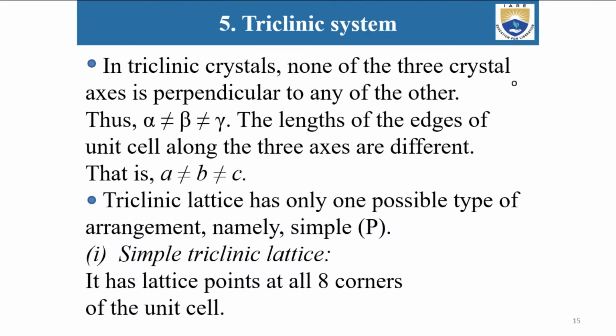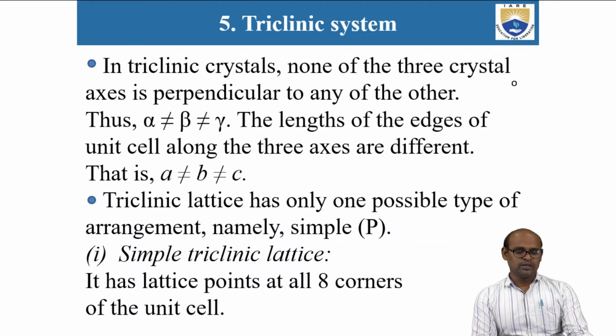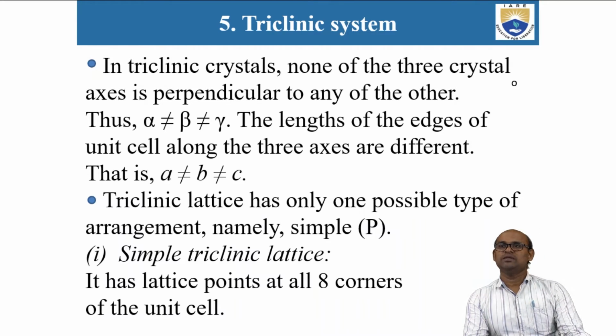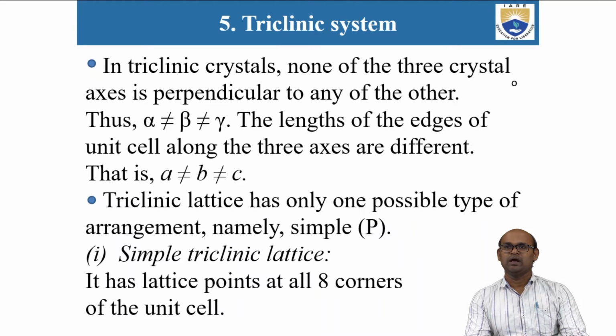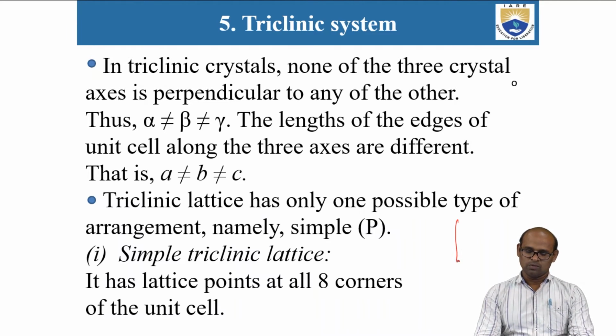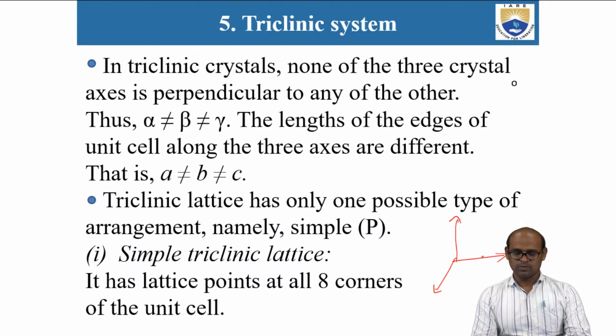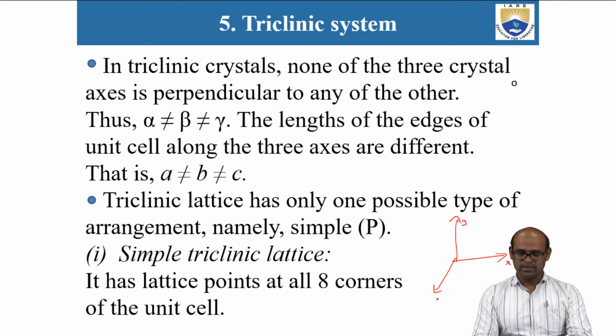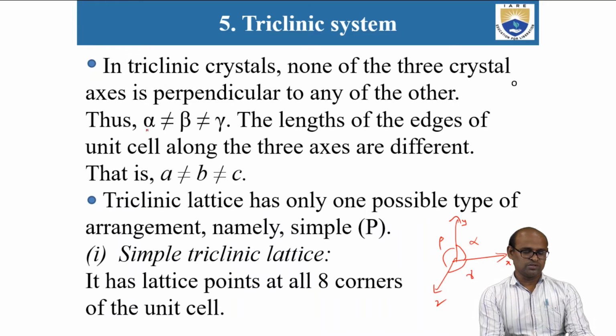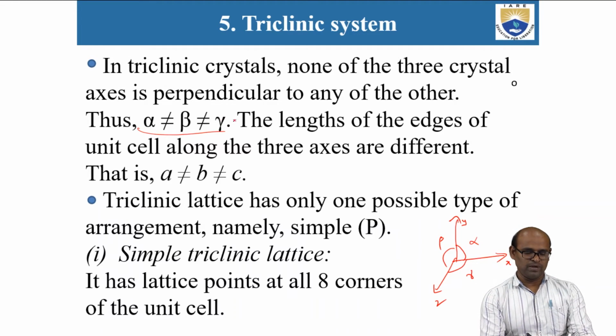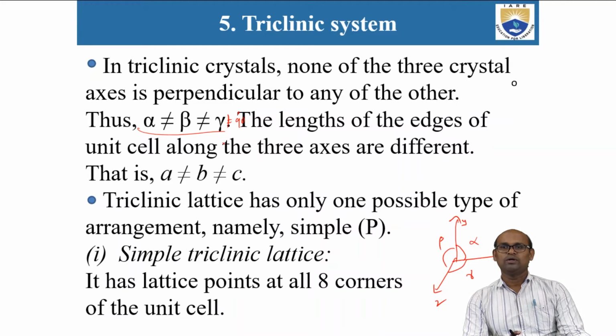Now the fifth one is the triclinic system. In triclinic crystal systems, none of the 3 crystal axes are perpendicular to any other. All the crystal axes are not perpendicular to each other. So x, y, z. If you look at the angles alpha, beta, and gamma, none of them is perpendicular. So alpha, beta, and gamma are not equal to 90 degrees.